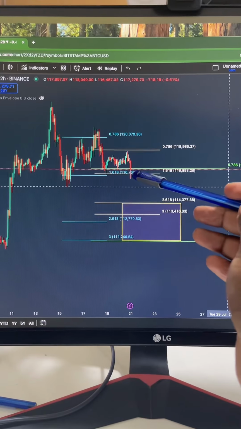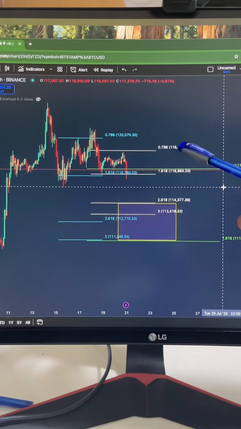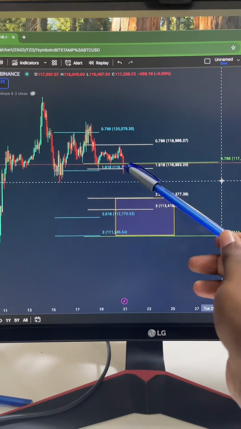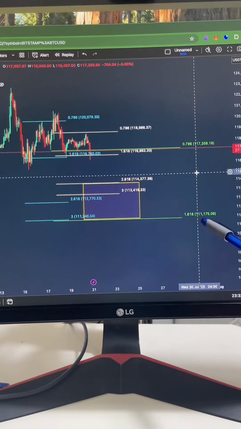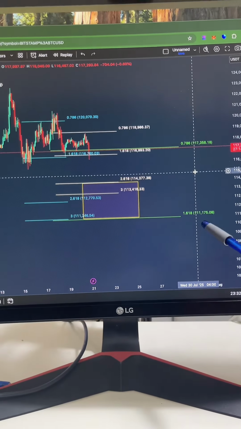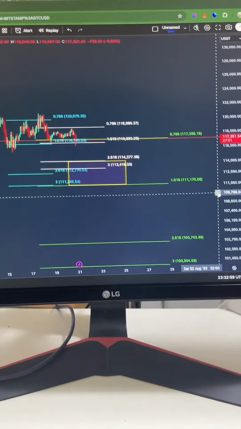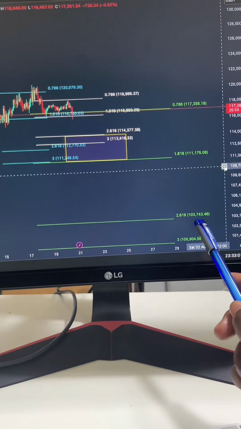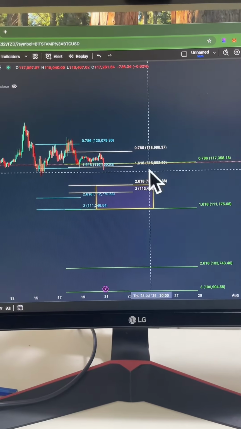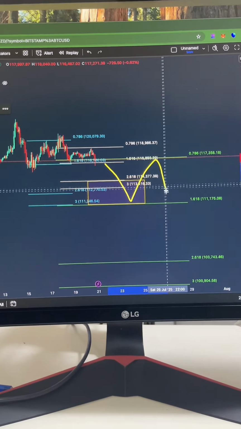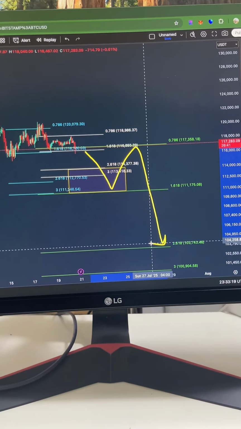For the white, we also came to the 1.618 and almost reached the 0.786 right here, but now we are back to that 1.618, and its own bottom shows 114k. The green shows that we are yet to go to its own 1.618, which will be at 111k. However, its own bottom will be at about 103.7 right here. So for the green right here, its own projection would look like so. Come down to 1.618, go back to 0.786, and then 2.618 right here.